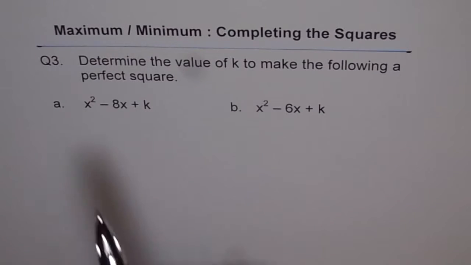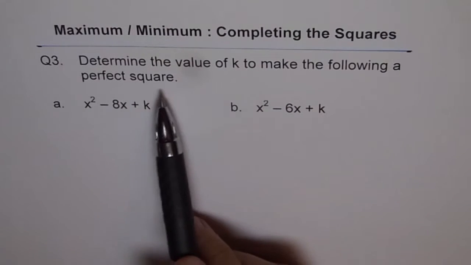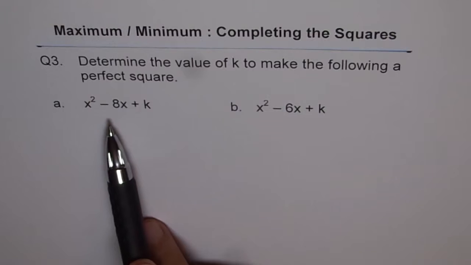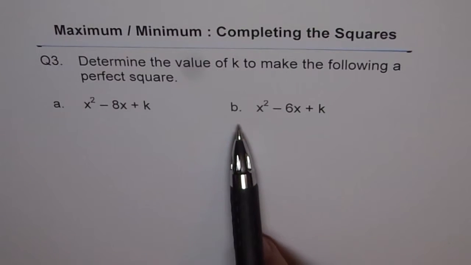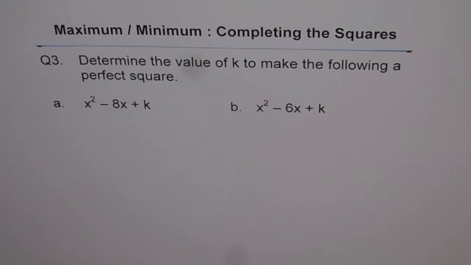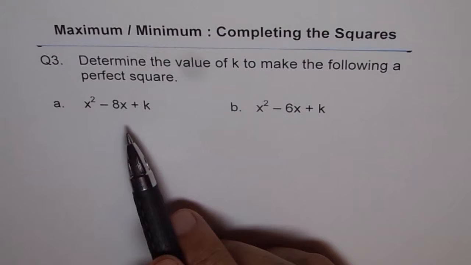Question 3. Determine the value of k to make the following a perfect square. So we have two here. Part A is x squared minus 8x plus k, and part B is x squared minus 6x plus k. Both are very similar. I'll do one of the questions and you try the next.